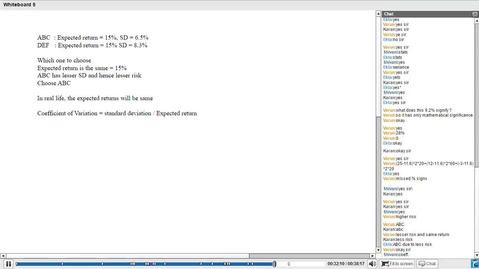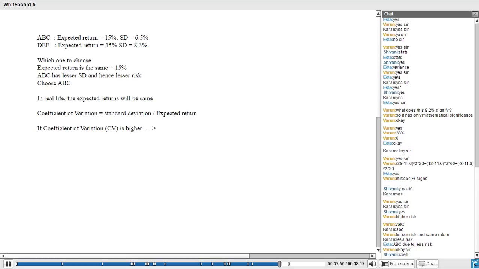Now, would a higher coefficient of variation mean more risk or less risk? So if the coefficient of variation, which we will call CV, is higher, does it mean more risk or lower risk? What does this imply in your opinion? More risk or lesser risk?